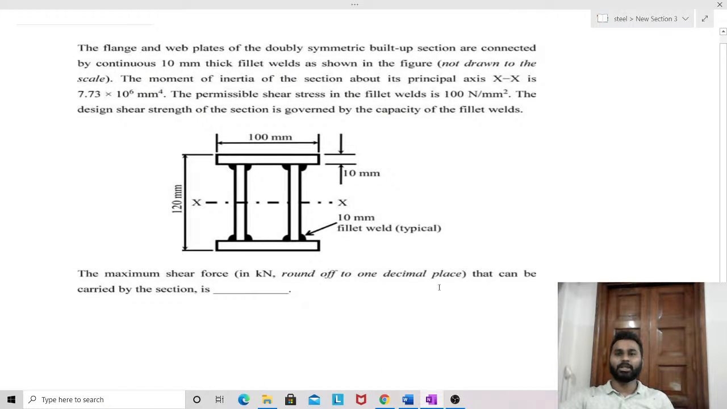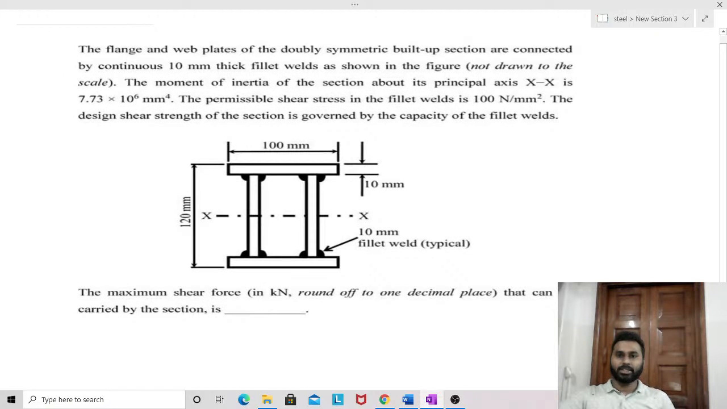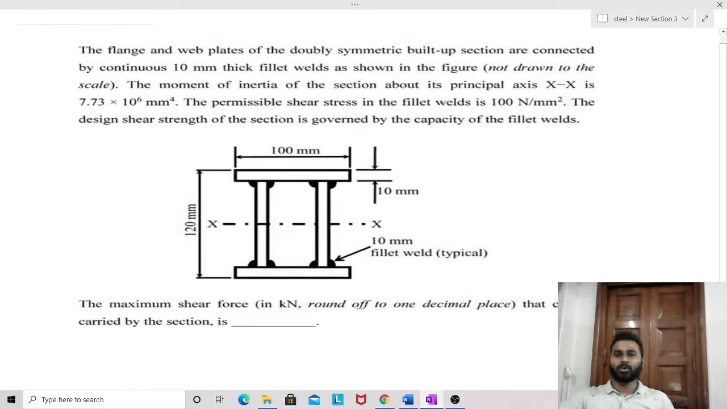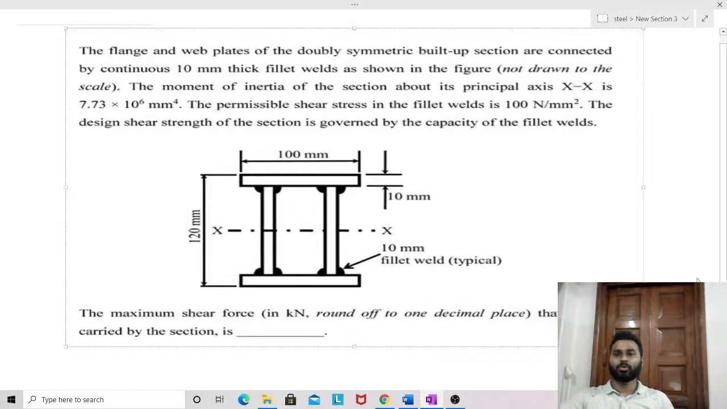So this was the question in 2020. In 2020 this was the question. Let's go through this question.